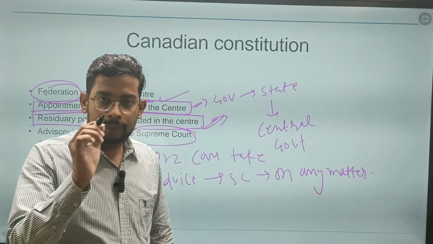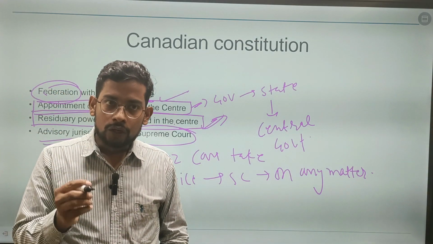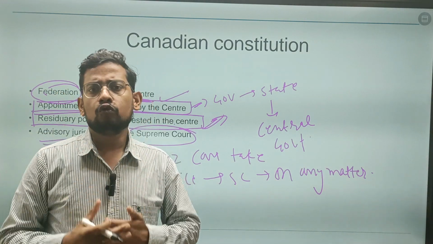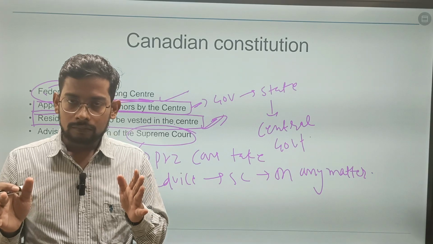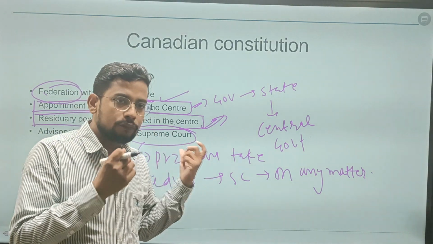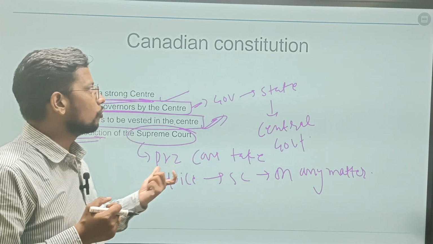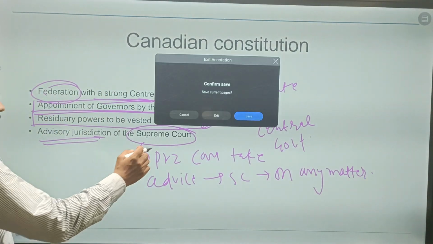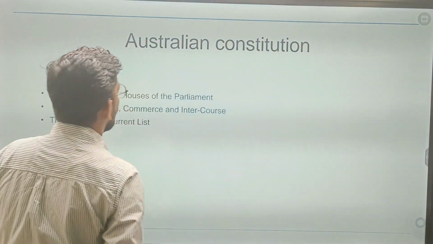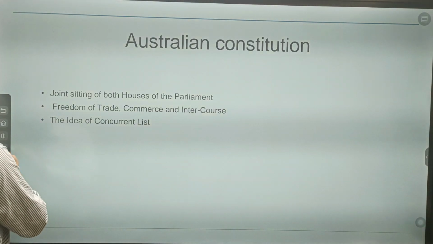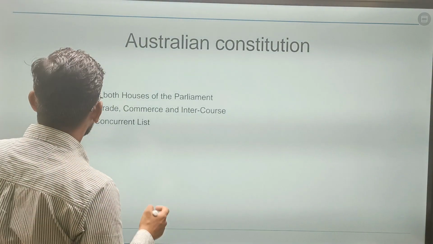Remember this. The President of India has the power to ask the Supreme Court's opinion on any matter. So this provision we have taken from the Constitution of Canada. Next we are going to see the Australian Constitution. What features have we taken from the Australian Constitution?